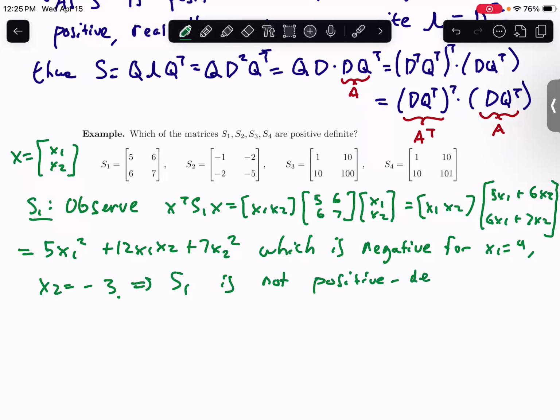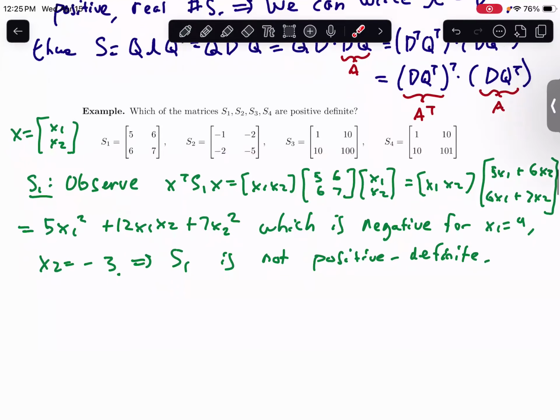So this is kind of the hard way of going about it. I did want to go through at least one example where you look at this product, but for the other three, we're going to use the easier methods, I suppose. Before I go on to S2, S3, and S4, are there any questions about S1 at all? Okay, yeah, so we'll go on to S2.